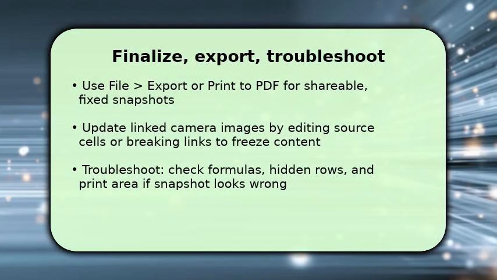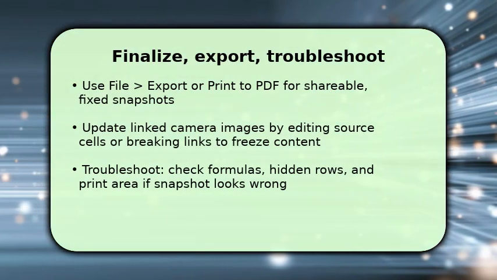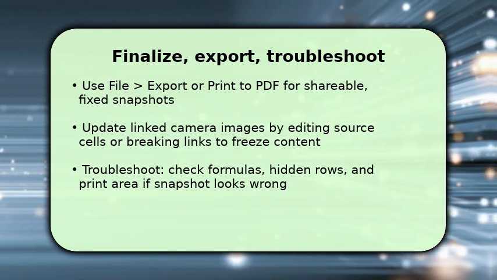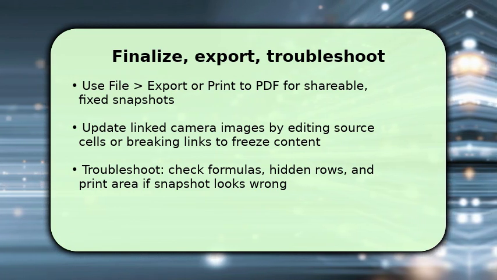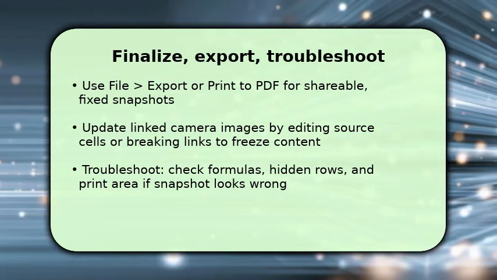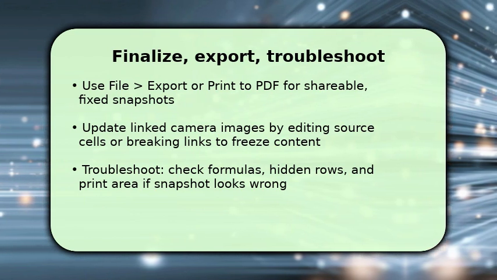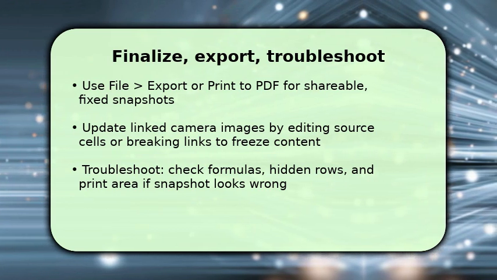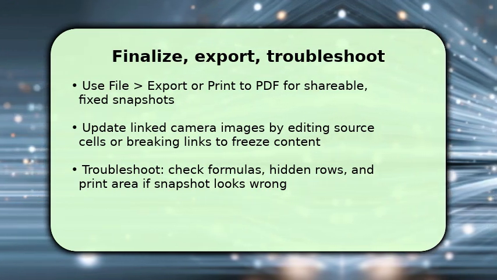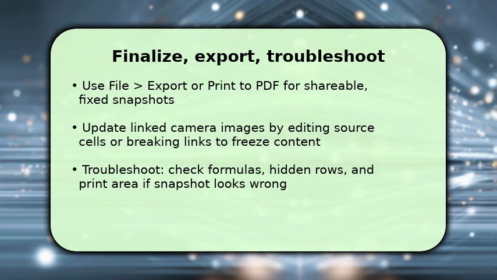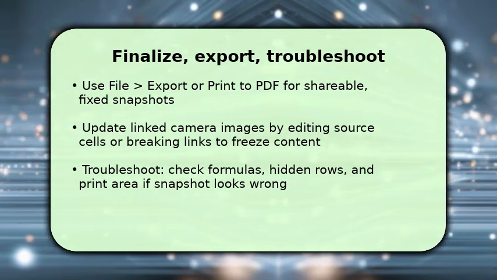Finish by embedding or exporting. Paste snapshots where needed, then use File Export or Print to PDF to create shareable files. If you use the camera tool, you can update or break the link to freeze the image. Make sure formulas and conditional formatting are settled before finalizing. If the snapshot looks wrong, check for hidden rows, applied filters, or an incorrect print area. Once corrected, recapture quickly and replace the image to ensure accuracy and consistency.